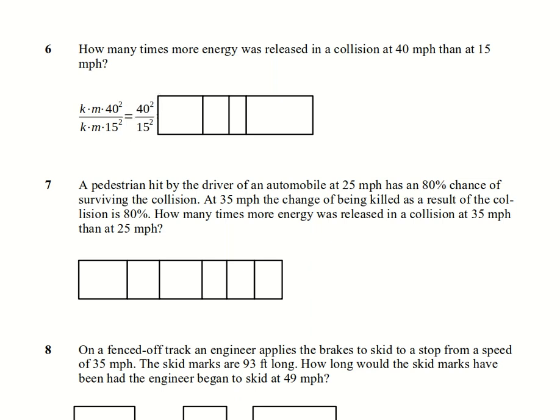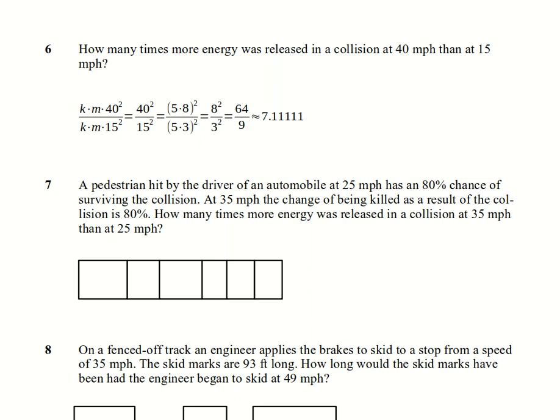We're going to look at that 40 and that 15. 40 is 8 times 5. 15 is 3 times 5. 5 squared over 5 squared cancels, and we're left with 8 squared over 3 squared. 8 squared is 64. 3 squared is 9. And with a little arithmetic, we can say there was 7 times more energy in a collision at 40 miles per hour than at 15 miles per hour.